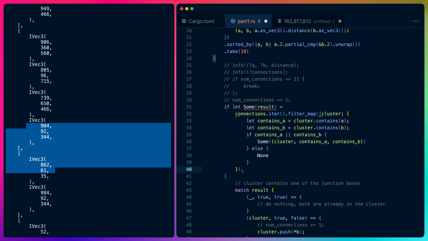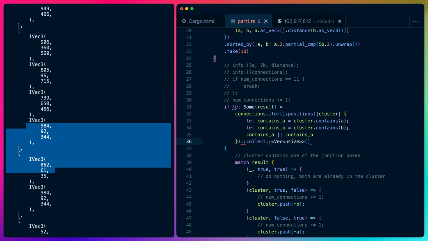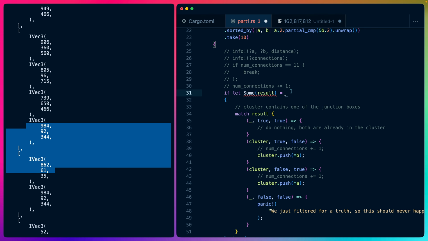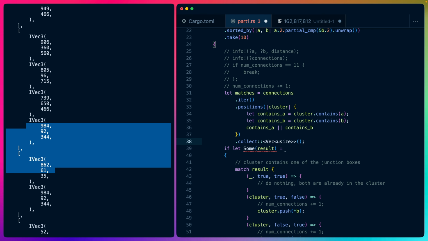That feels really awkward, because we kind of want position, but we don't really want position. We want positions, which we could enumerate filter. Itertools does have positions, so we probably don't want to map this anymore. And I'm just going to return this Boolean, because this is going to give us back potentially multiple indices now. If I can remember how to write a turbofish, so we get a Vec of usize. So let's move this up. Let matches equal this.